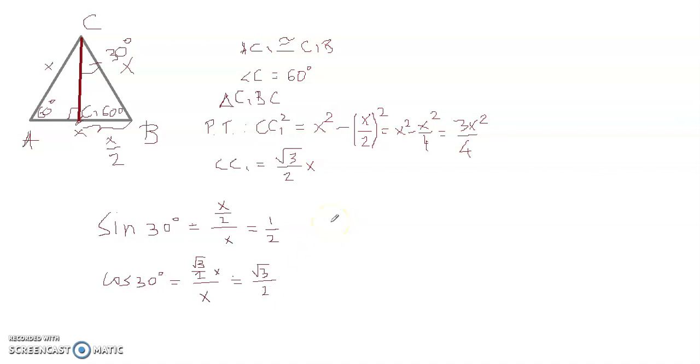Let's find sine and cosine of 60 degrees. Sine of 60 degrees is the opposite leg, which is root 3 over 2 times x in our case, over the hypotenuse, which is x, and that is equal to root 3 over 2. In the same way, cosine of 60 degrees is the adjacent leg, which is x over 2, over the hypotenuse, which is x, and solving the double fraction, we get 1/2.